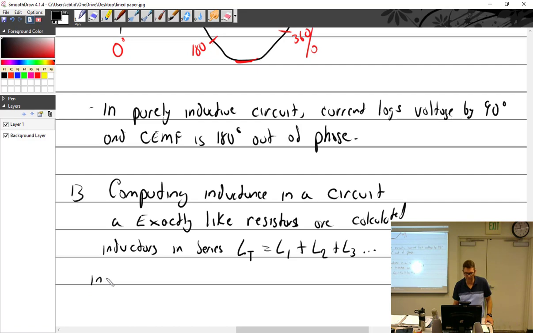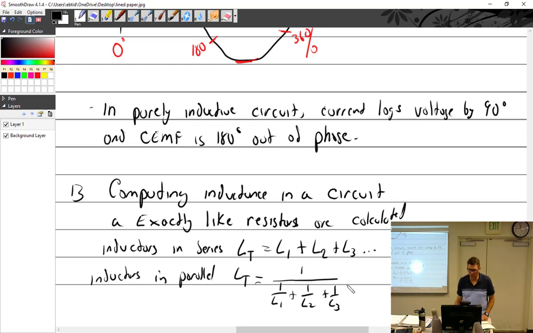In parallel, L total equals 1 over L1 plus 1 over L2 plus 1 over L3, all of that with the 1 over. So just like resistors. That was easy.